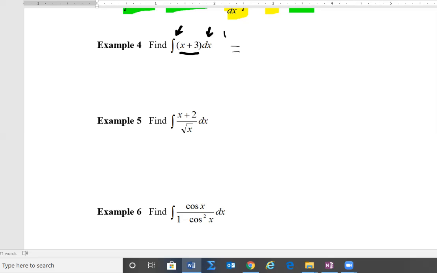We would say, okay, this first term must be x squared over 2. For the second term, a 3x would do the job. And then don't forget to throw in a constant of integration. Now, how do you know you have the right answer? You can differentiate it to c. Go ahead, differentiate it, and you'll see that, yes, it is x plus 3.